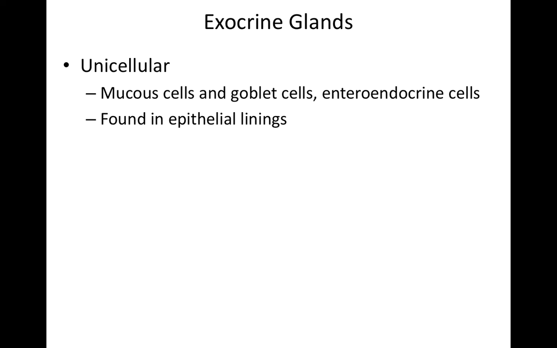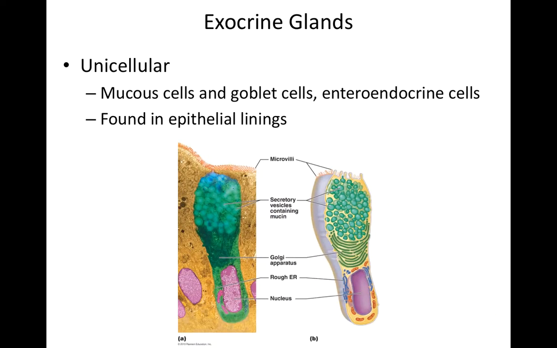So in simple columnar and pseudostratified ciliated columnar epithelium, you saw goblet cells. This is an example of a goblet cell. So you can see that you've got a lot of secretory vesicles all filled with mucin in this case. That's the protein that's going to make mucus. So this is just a single cell that is going to produce and release its product.